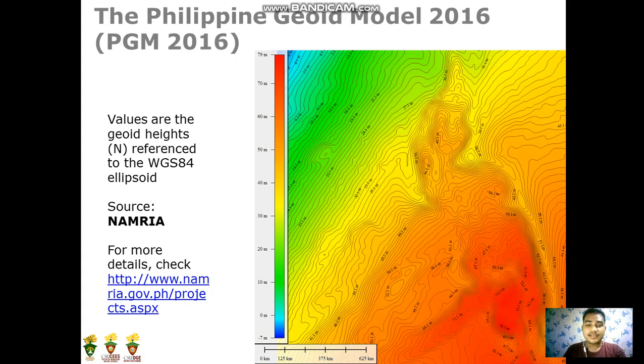So here is the Philippine Geoid Model or PGM 2006. So mao ni ang geoid model sa Philippines, no? So this is from NAMRIA, by the way. So makakuha mo ani niya via this website. So values are the geoid heights or N reference with the WGS ellipsoid. So ellipsoid ni siya sa WGS kay since WGS is the worldwide man siya na adapted na ellipsoid.